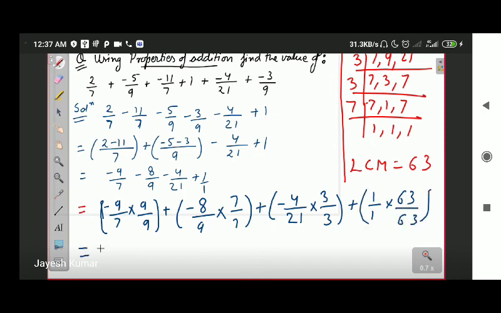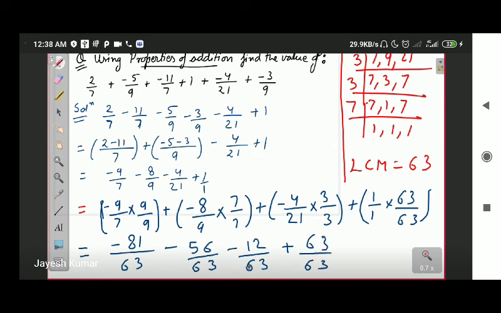Okay. In this manner you will get minus 81 upon 63 minus 56 upon 63 minus 12 upon 63 and plus 63 upon 63. Okay, let's take this to the next page.